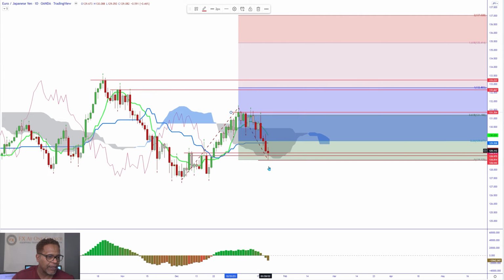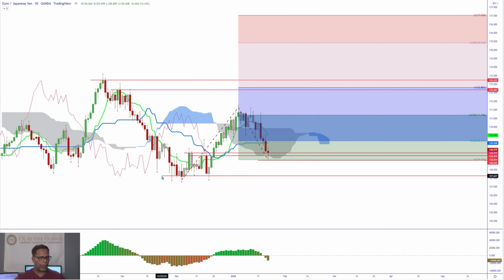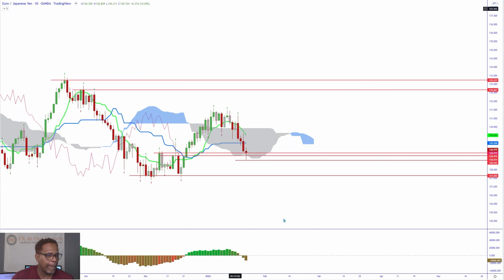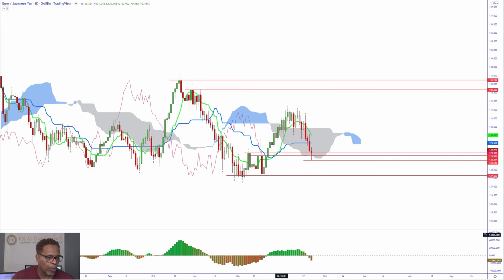Now, if the market decides to close lower than this zone here, if it breaks below the cloud and closes, then that's off for me. So then I would wait to see what happens if the market gets to this level. And that long trade would be off the table. Understood? Everybody got that? And at this point, there's no divergence there.